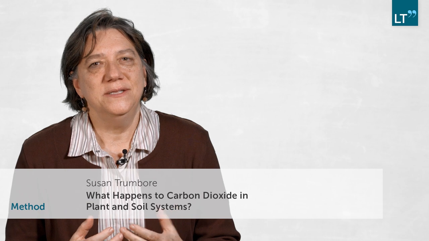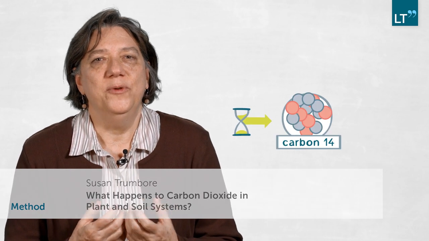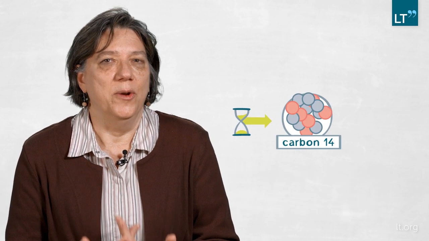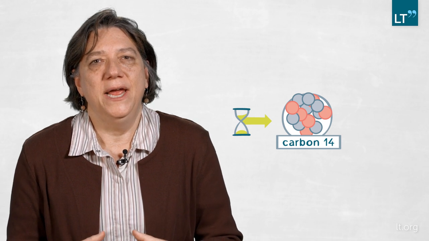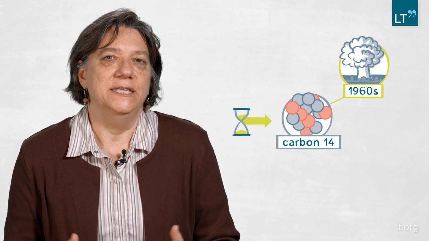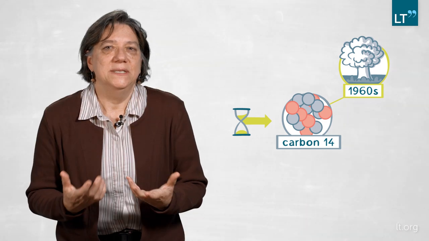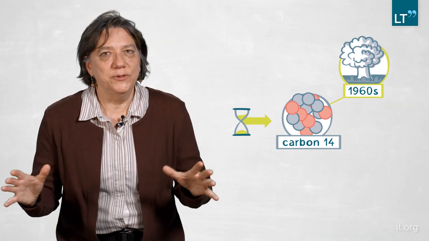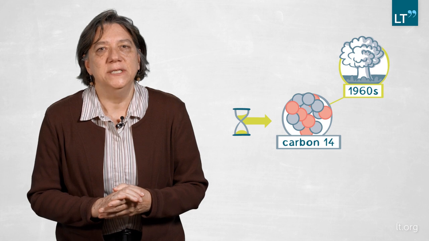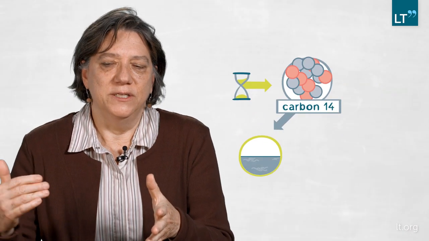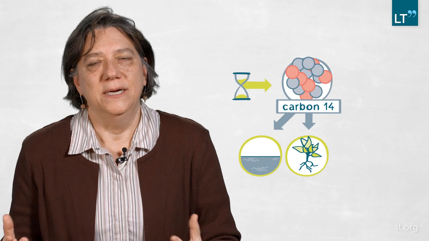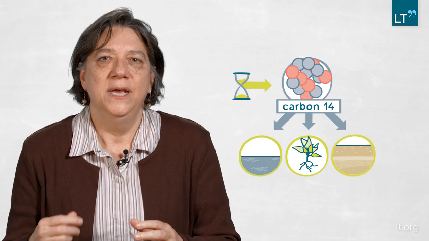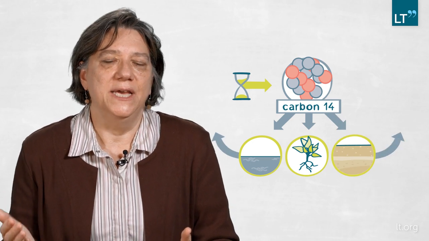To understand how carbon moves through systems and how long it takes, we need something that acts as a clock. In our case, the clock that we use is carbon-14, an isotope of carbon that was made by atmospheric weapons testing in the 1960s. The weapons testing approximately doubled the natural levels of radiocarbon in the environment. It's dissolved in the ocean. It has been taken up by plants, passed on into soils, and ultimately returns back to the atmosphere.